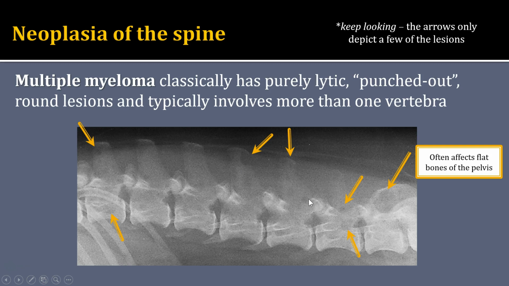This spinous process has several. This vertebra has a lamina and spinous process lesion as well as a pedicle lesion. And then these lesions can also affect the flat bones and even sometimes the long bones. So this patient also has a lesion in the ilium.